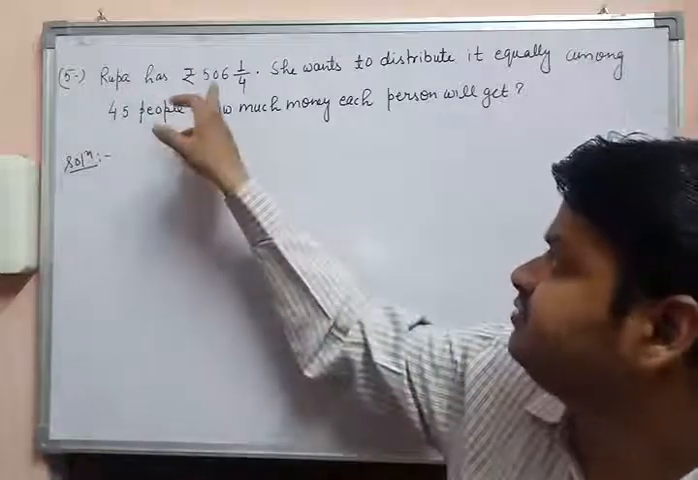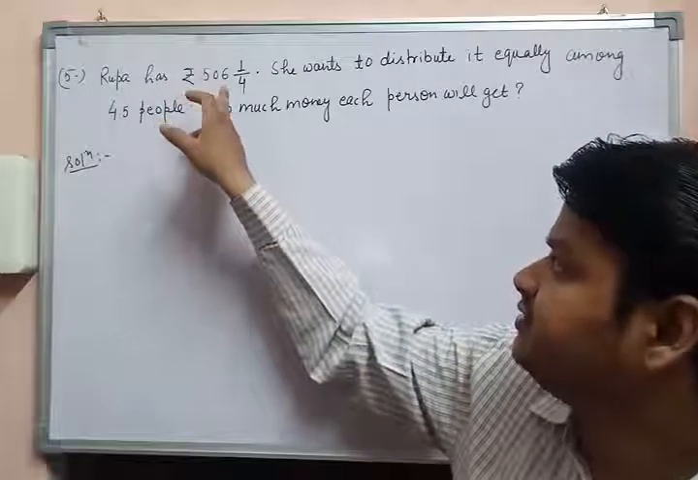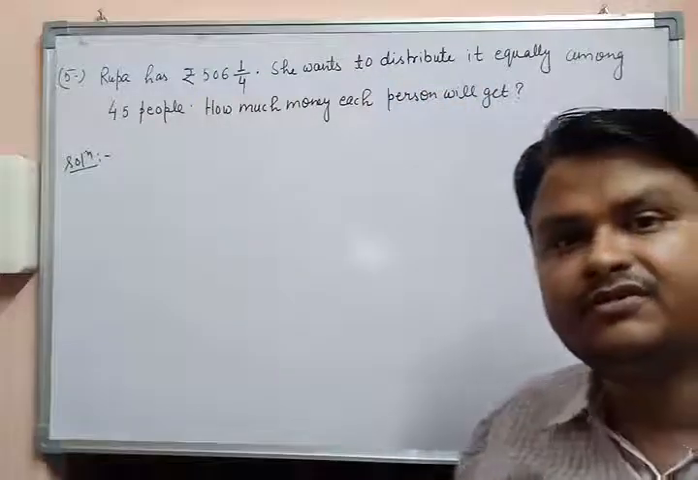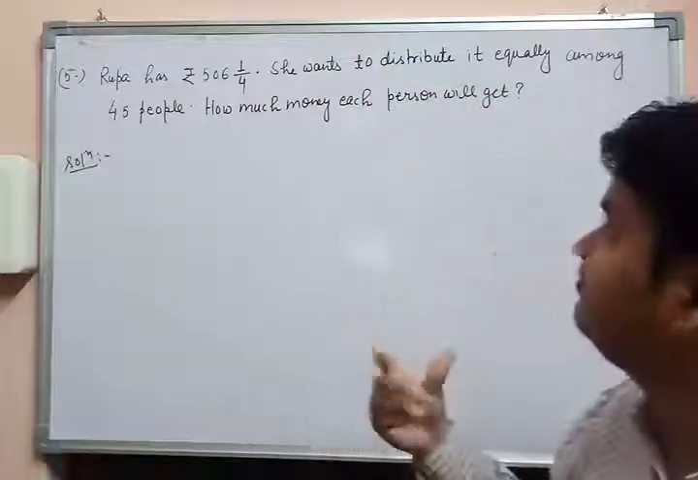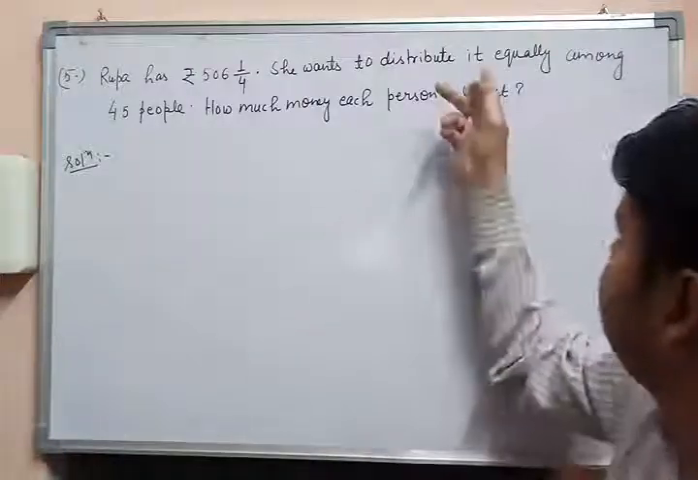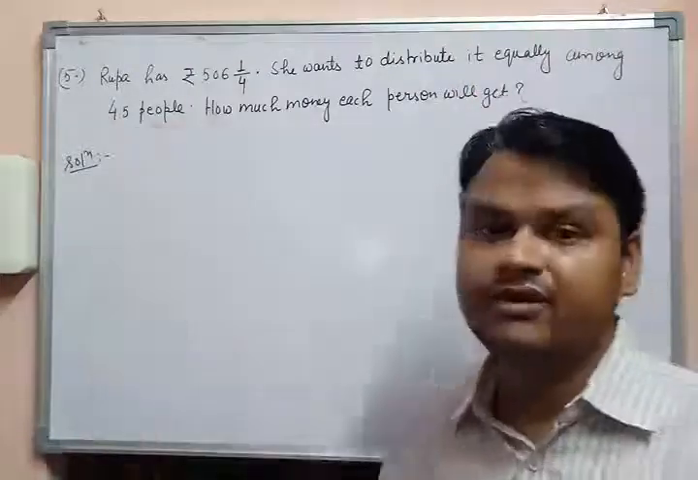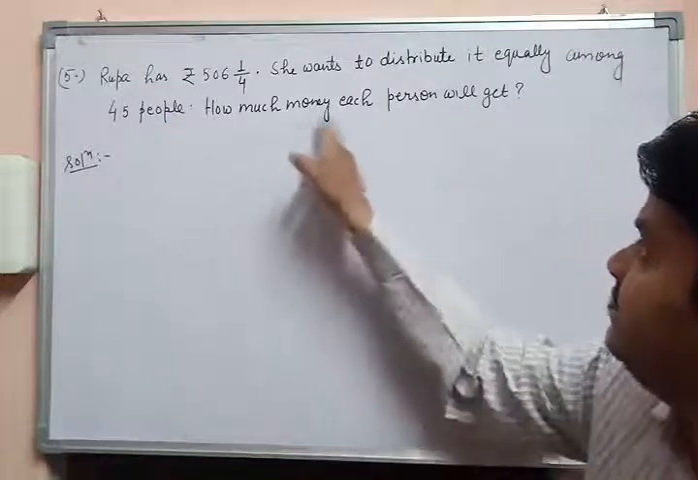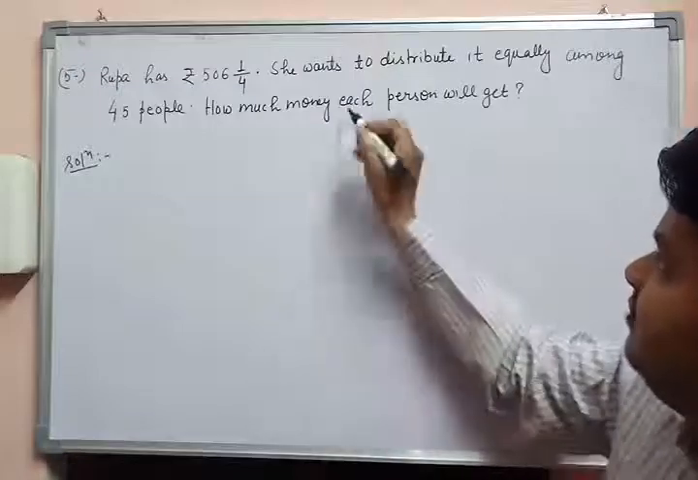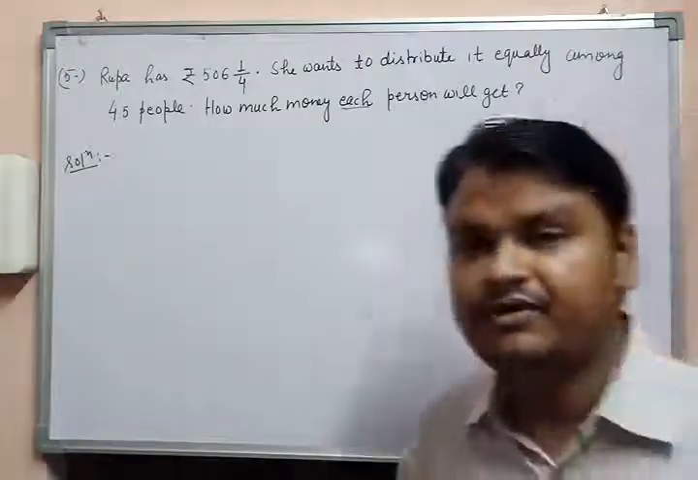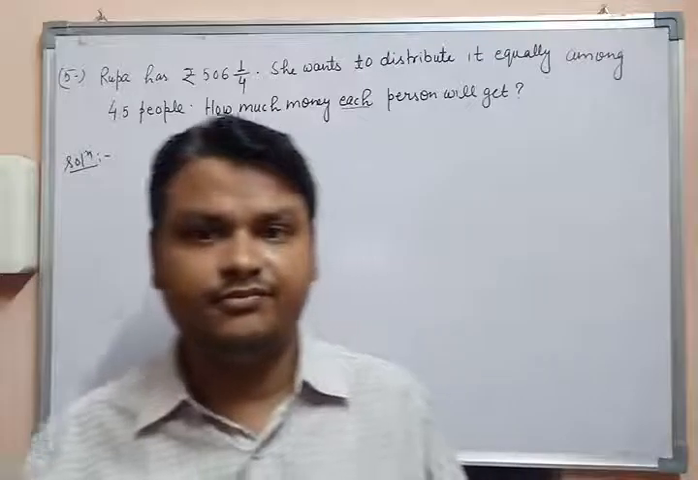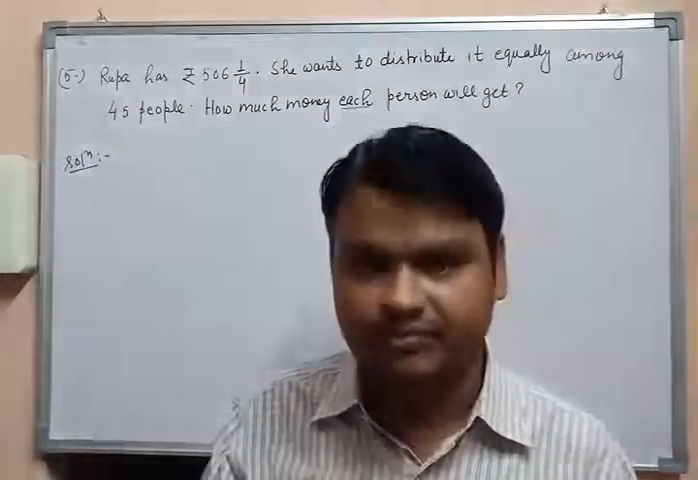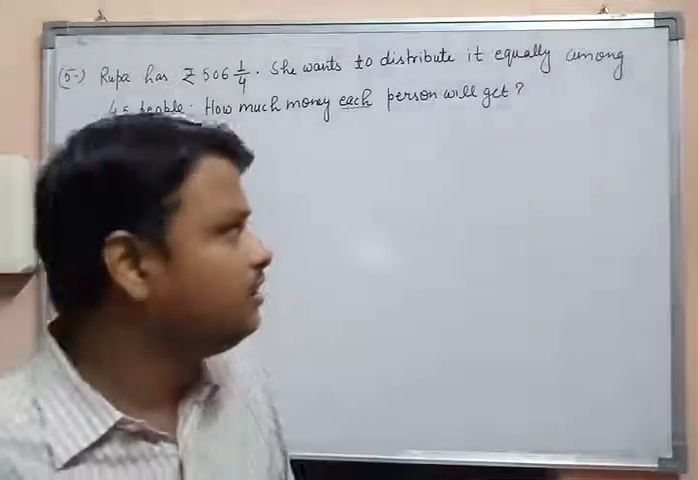Rupa has ₹506 1/4, and she wants to distribute it equally among 45 people. Then how much money will each person get? Each means 1, that is, how much amount everyone will get if she wants to distribute it equally. So let's start the solution.